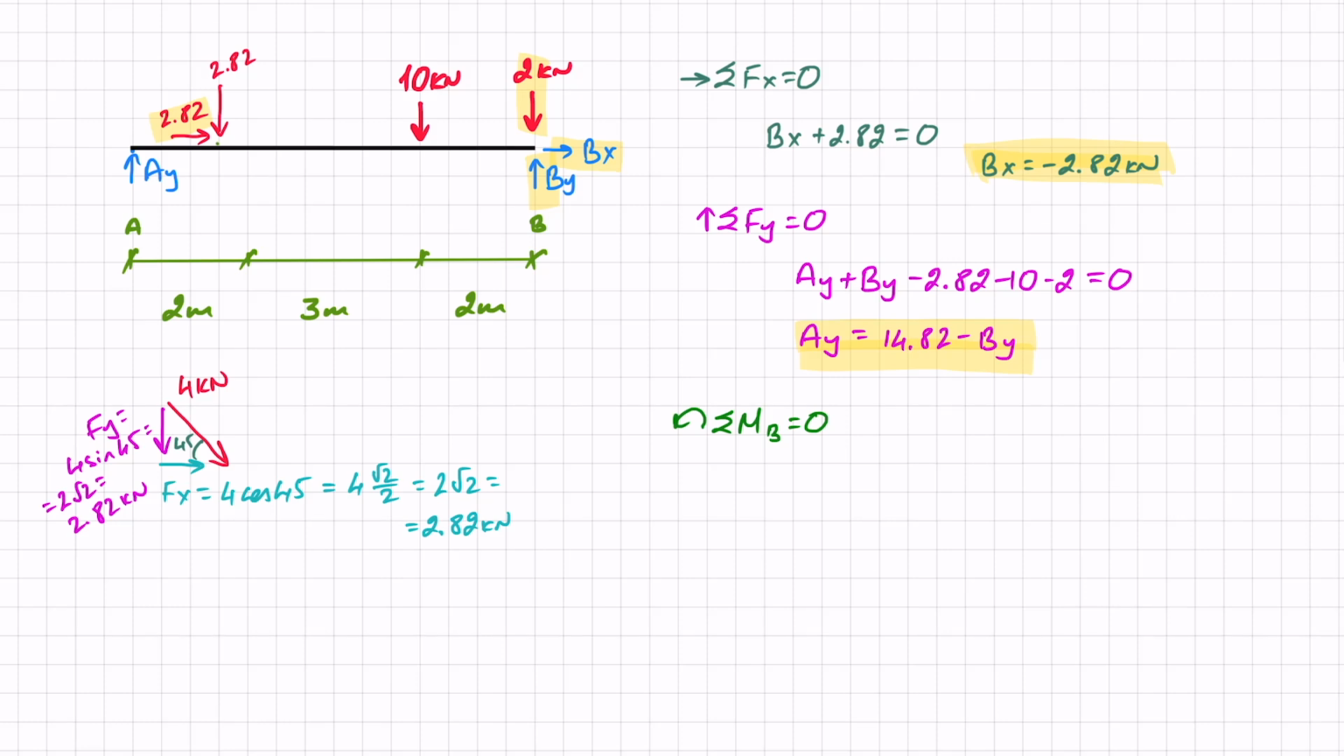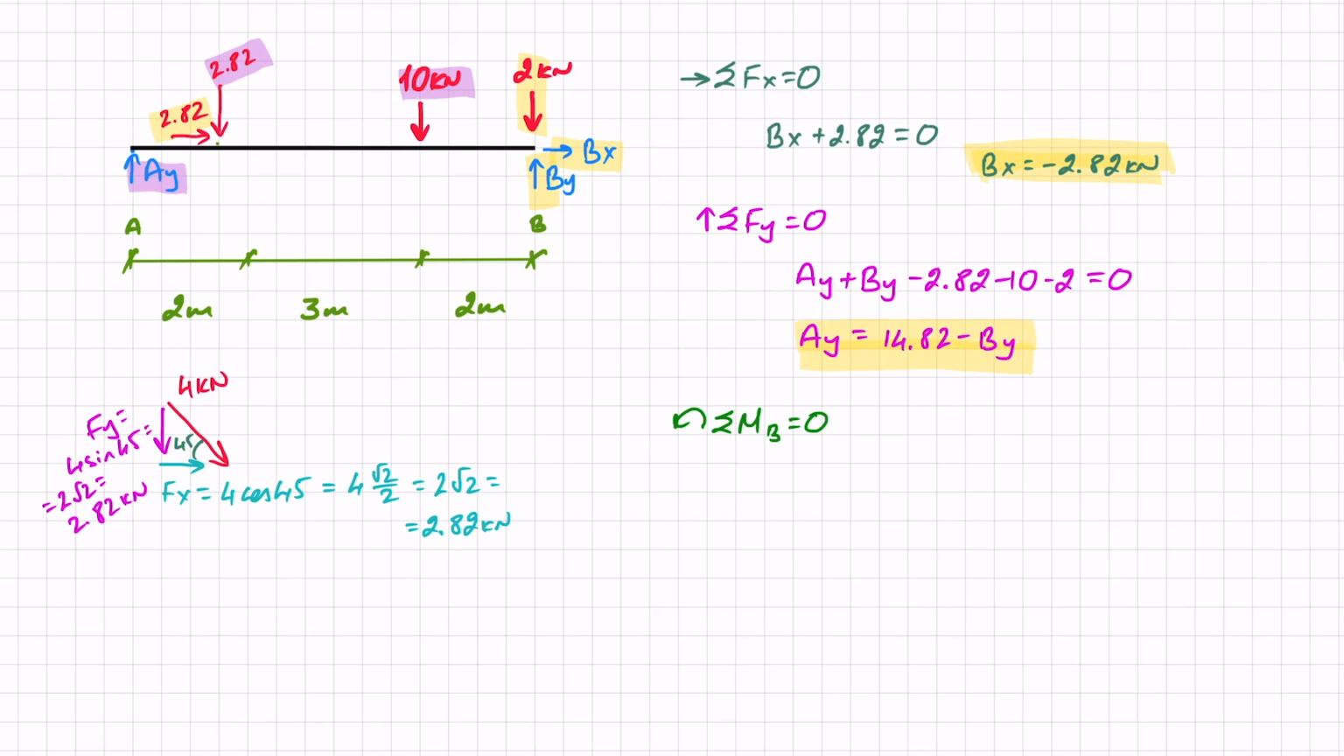needs to be in y. We don't have a distance in y, therefore that also doesn't contribute to moment. So contributing to moment, let's do that in a different colour. I've got AY, this 2.82, and this 10. So now that we know what contributes to moment, let's go ahead and calculate it.